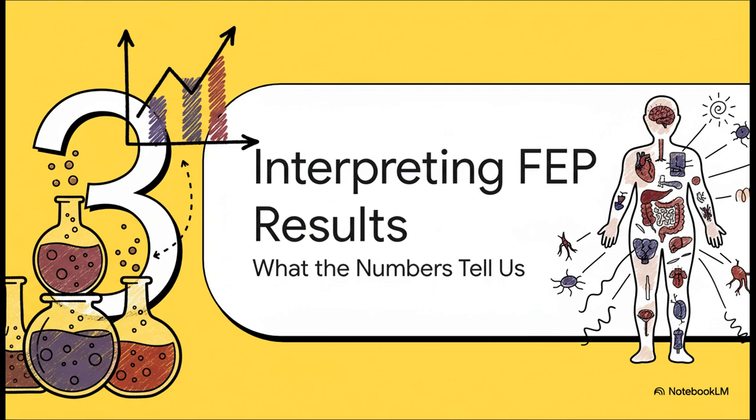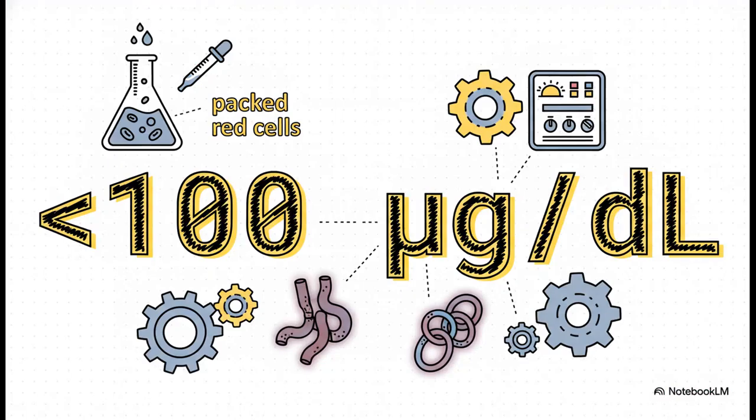So, we've run the test perfectly, we protected our sample, and we have a number. Now for the most important part, what does that number actually tell us about the patient? In general, we consider a normal FEP to be less than 100 micrograms per deciliter. But, and I can't say this loudly enough, you must always check the reference range for your specific lab. Different methods can have slightly different ranges, so always go by your lab's official procedures.